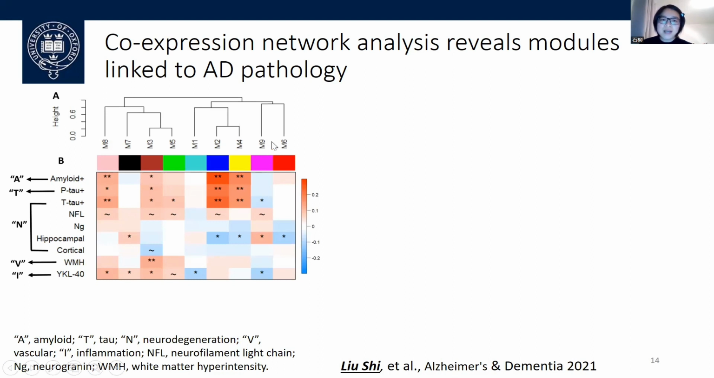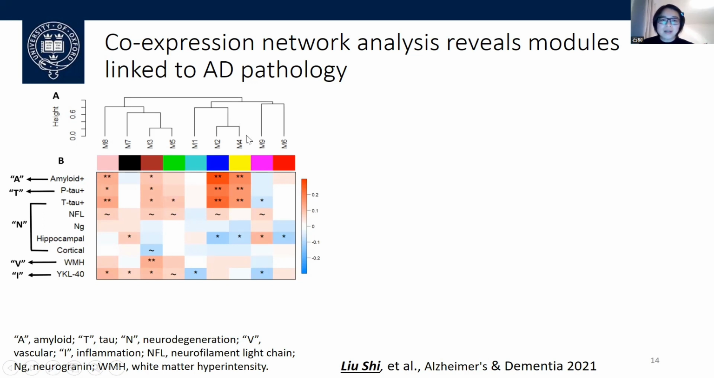So we obtained 9 different modules, shown in figure A. We then analyzed the association of these modules with AD pathology, including A-beta, p-tau, and neurodegeneration, vascular damage, and inflammation. Because EMIF data has lots of data collection, including all these features, it gives us an opportunity to identify the protein modules associated with the different AD phenotypes.